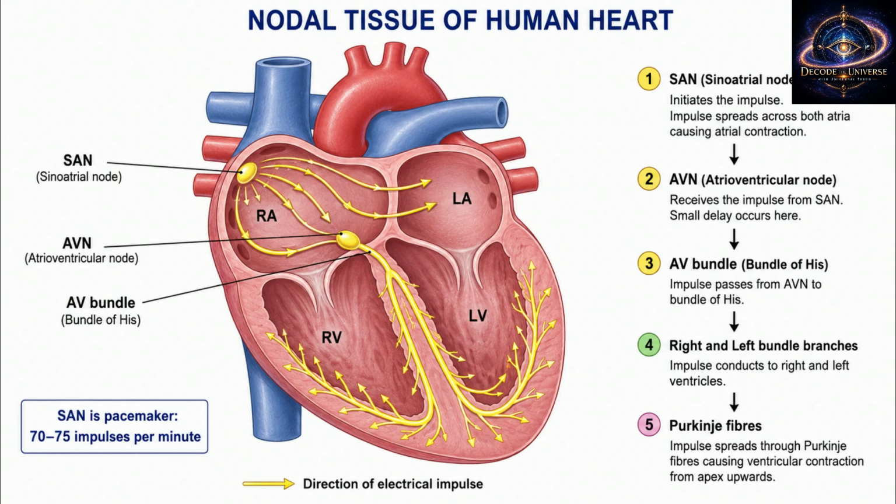22. Special circulatory systems. Hepatic portal system. The hepatic portal vein carries blood from intestine to liver before entering systemic circulation. Coronary circulation. Special blood vessels supply blood to heart muscles.